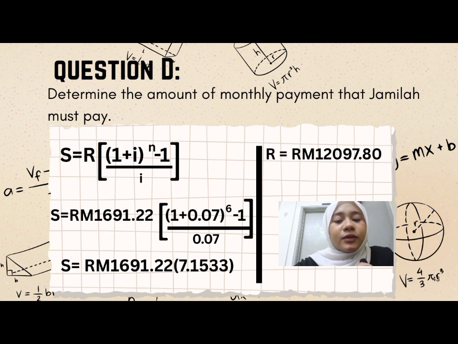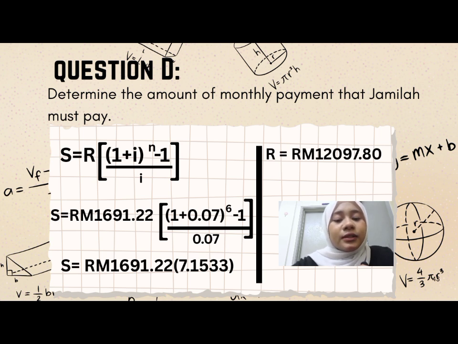We start by calculating the annuity factor. At the interest rate, 1 plus 0.07 equal to 1.07, raised to the power of 6. Subtract 1. 1.50073 minus 1 equal to 0.50073. Divide by the interest rate. This value, 7.1533, is called the annuity factor.